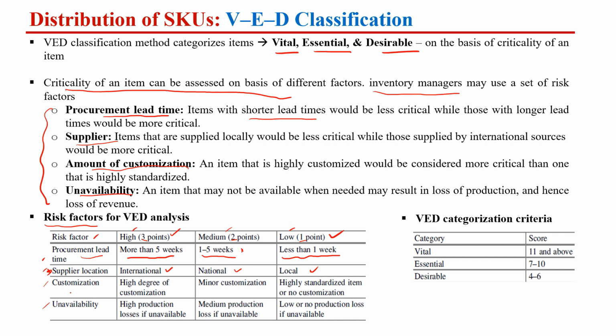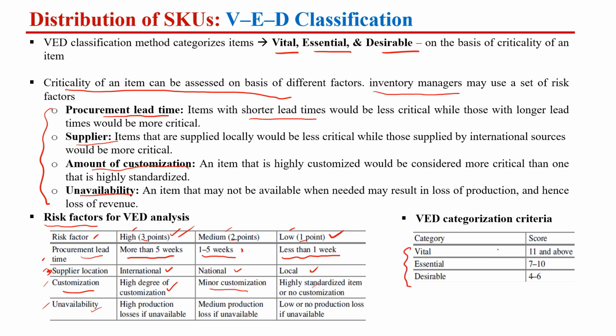Similarly, in terms of customization, if there is a high degree of customization, we are going to rank it high. If it is medium, minor. If it is a standardized product, then it would be highly standardized and low. The same applies regarding the availability or unavailability perspective, and these are basically the standards.